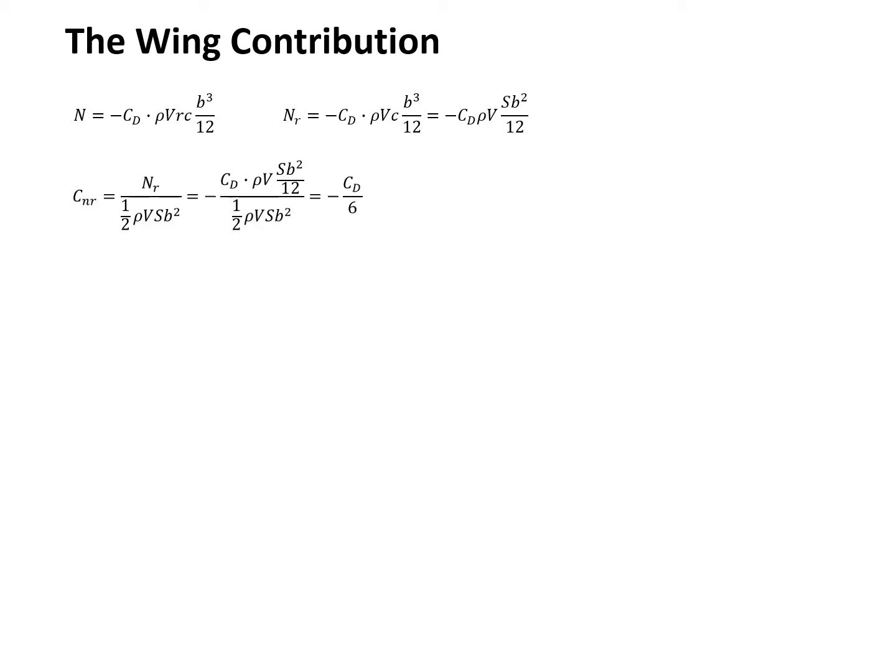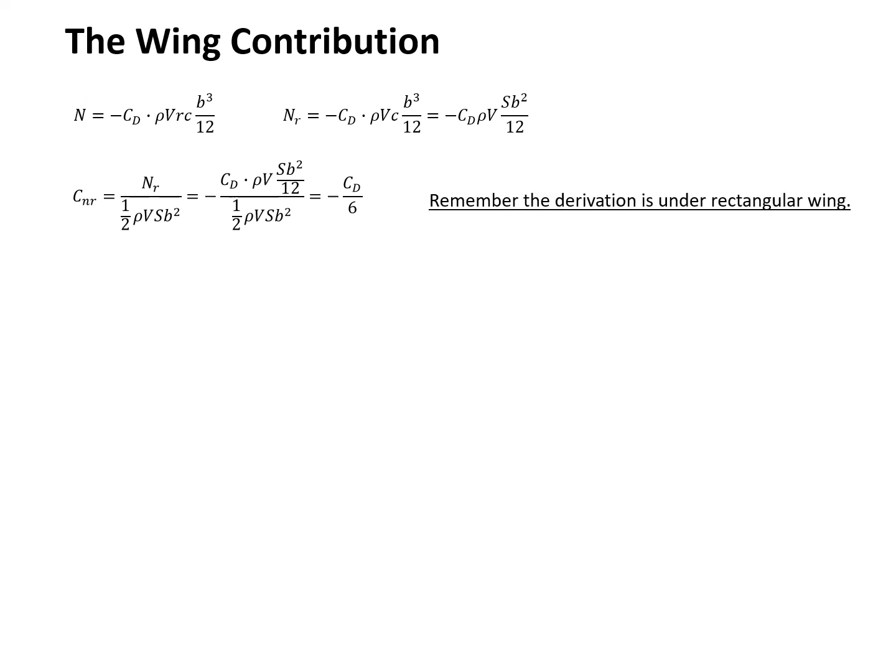So for CNR, we need to find the denominator, which is half rho V S b squared. Eventually it's minus CD over 6. So that's the contribution from the wing. And I would say this procedure is exactly the same as CLR, which is how a yawing rate gives rise to the rolling moment change. So far we've derived the CNR.